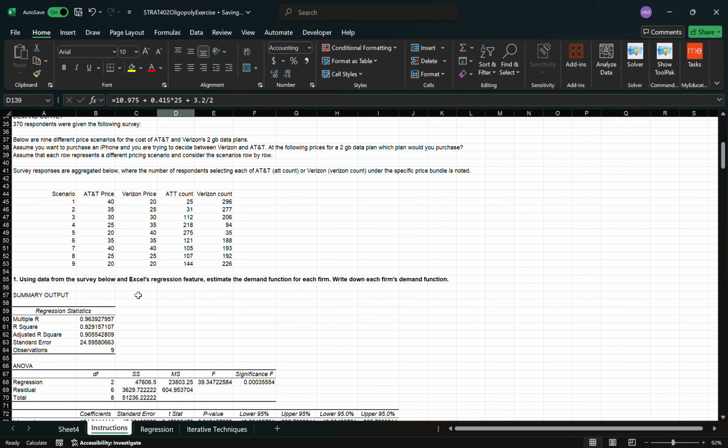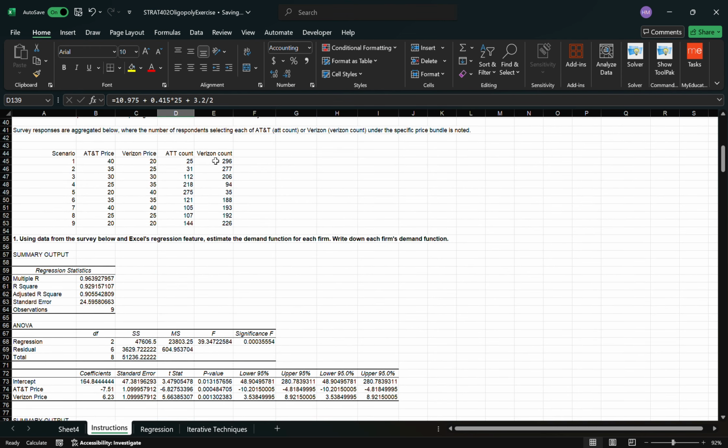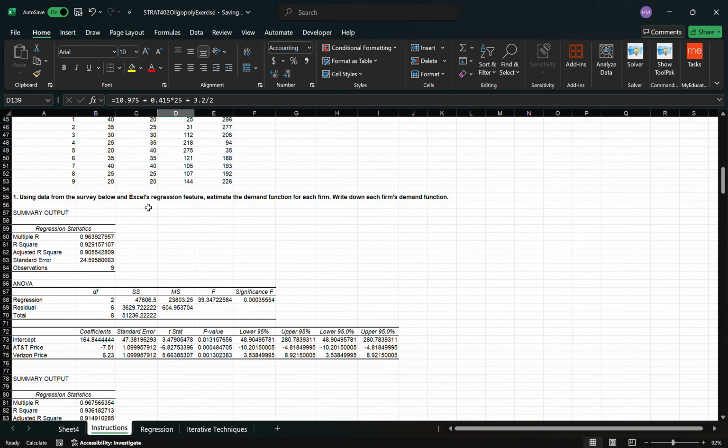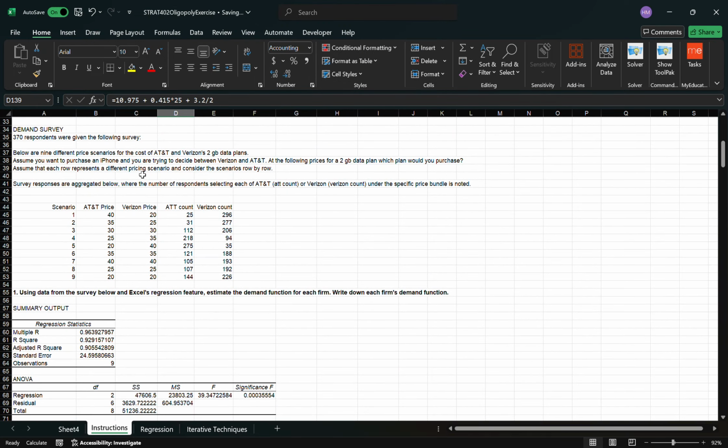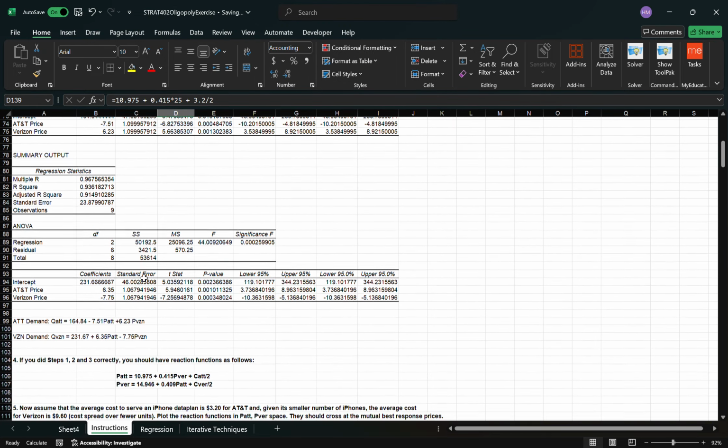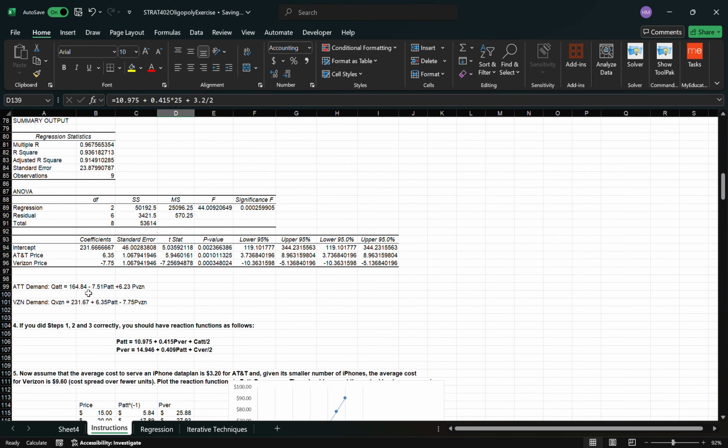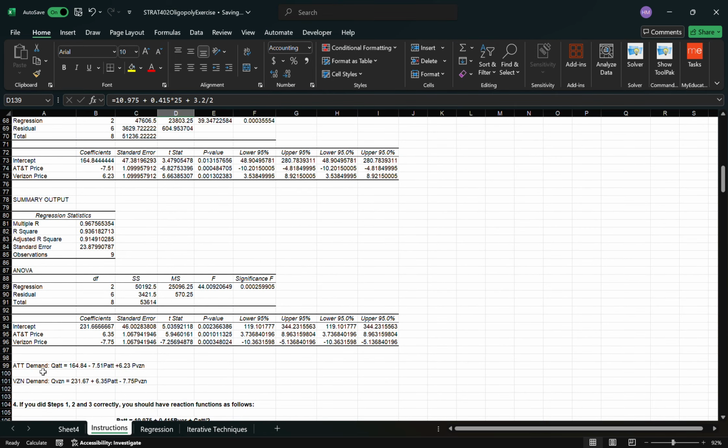And what I did was to find the regression statistics for AT&T. I took the AT&T count, and then I used both AT&T's price and Verizon's price. And then for Verizon's regression down here, I used Verizon's count and again both of the prices. And then to make the equations for AT&T, I took the intercept, and then you add and subtract the variable prices.